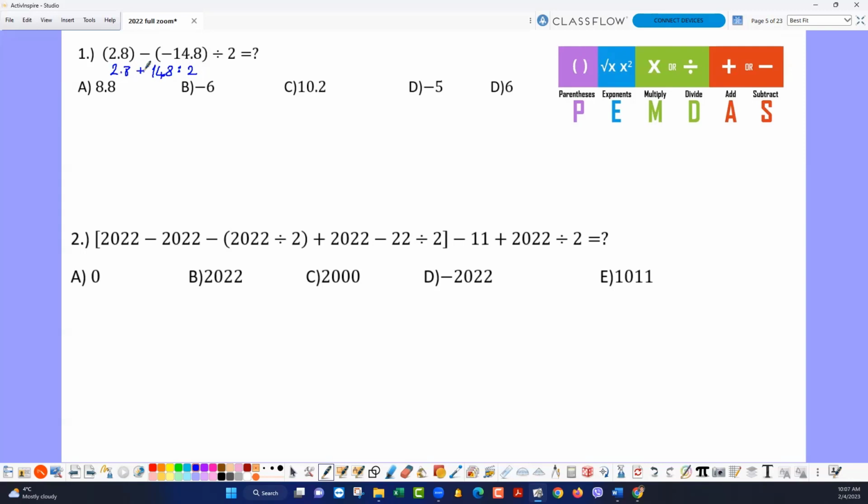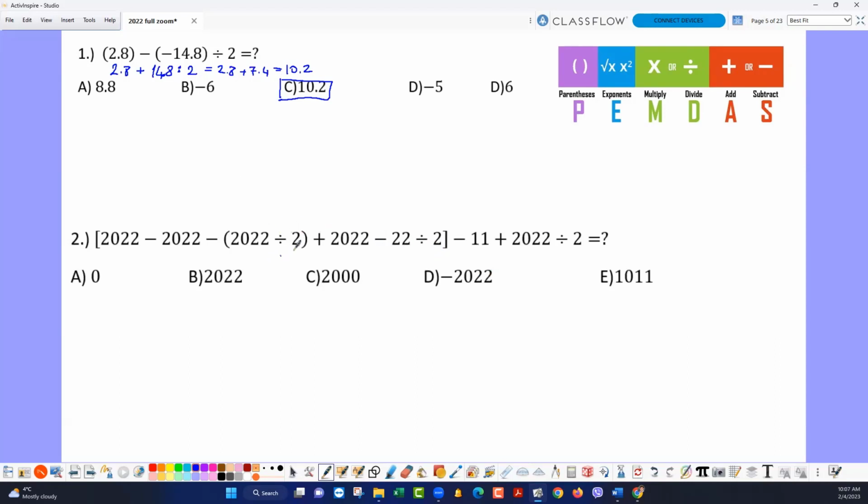Okay, so here we got the new equation: 2.8 plus 14.8 over 2. We write 2.8 again, and 14.8 divided by 2 is equal to 7.4. So 2.8 plus 7.4 is equal to 10.2, which is here answer C. Okay, the next question, again an operation order question.